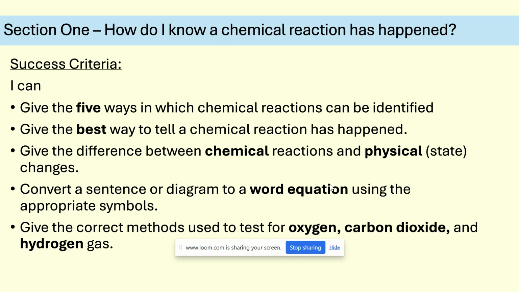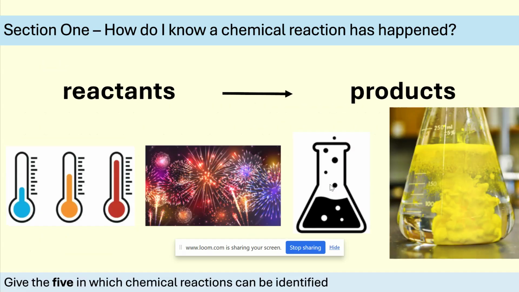So, the success criteria for section 1, I've split the topic into 3 sections. This particular section is about how do I know a chemical reaction has happened. To be successful here, we have to be able to name the 5 ways a chemical reaction can be identified, give the best way of these different ways to find a chemical reaction has occurred, the differences between chemical and physical changes, convert a sentence or diagram to a word equation using appropriate symbols, and give the correct methods used to test for oxygen, carbon dioxide, and hydrogen.